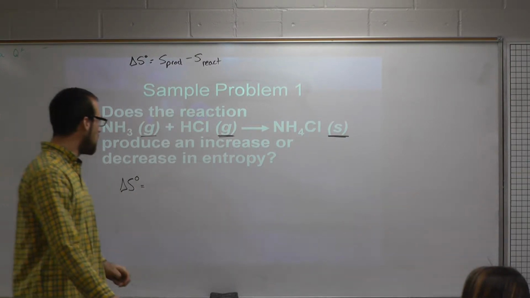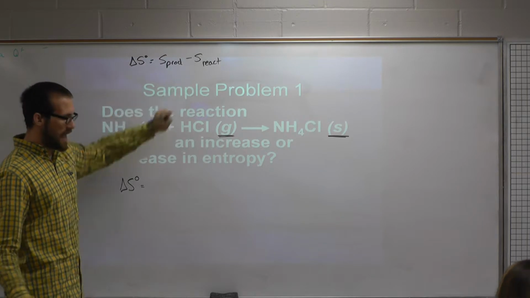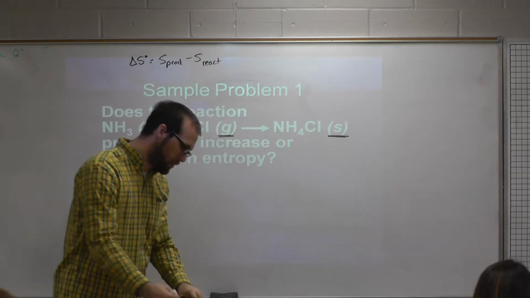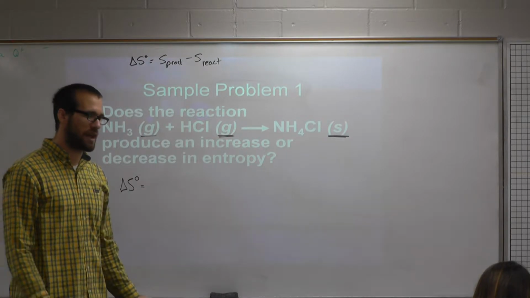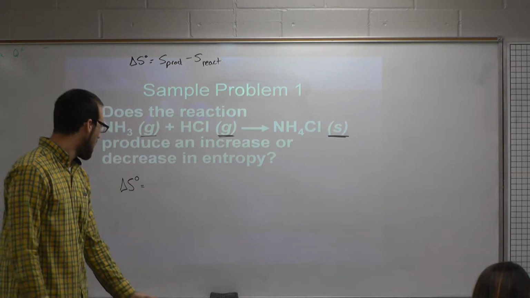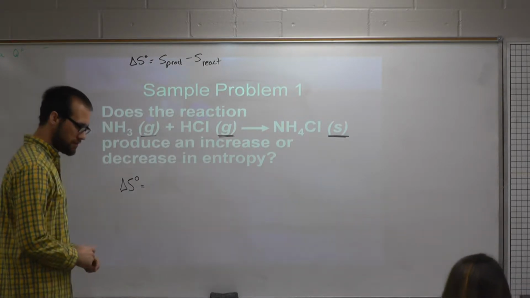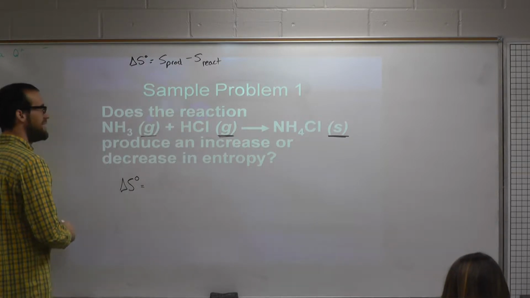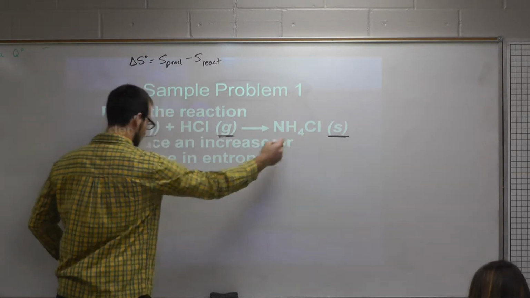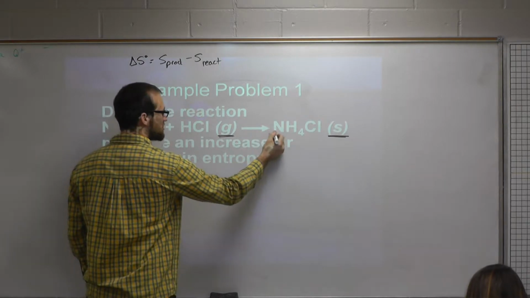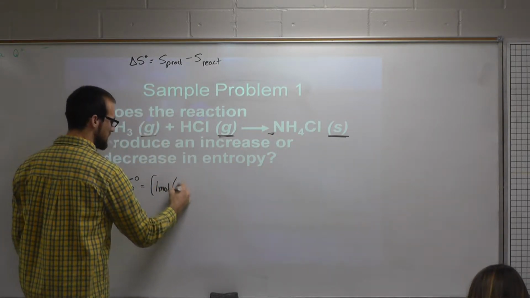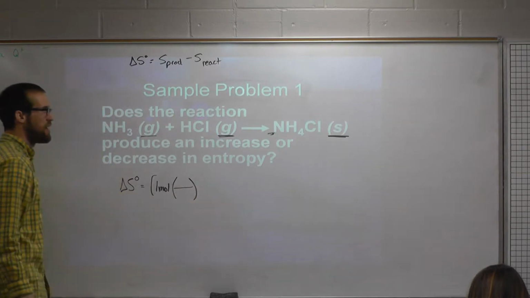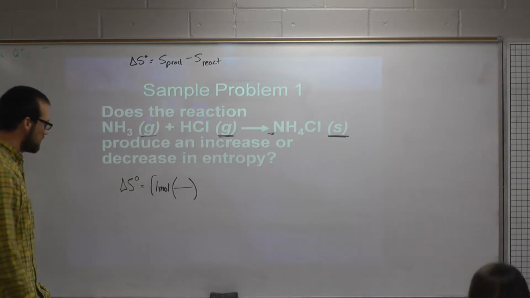Yes, it will be negative, and let's prove it. Products minus reactants, and if you look in your table, which column are the S values located in? The third, because the first one is the name. Okay, so we have our product. The coefficient is 1, so really it would just be 1 times that number. What is the number for NH4Cl? 94.6.